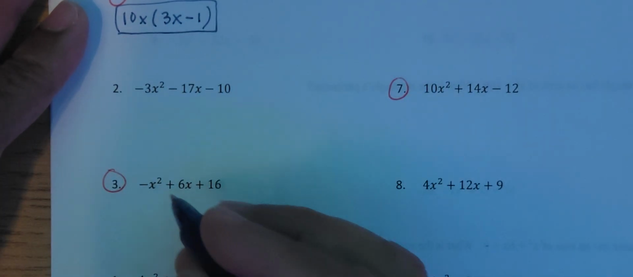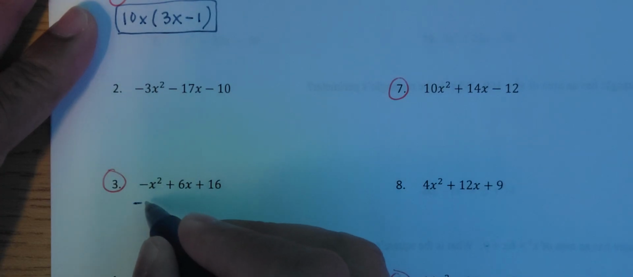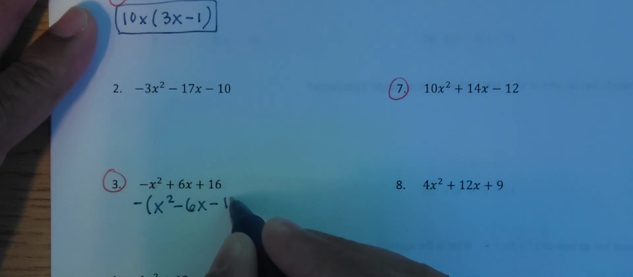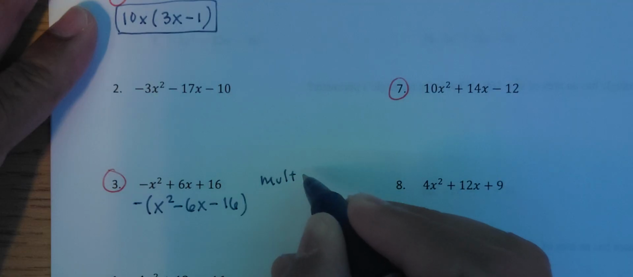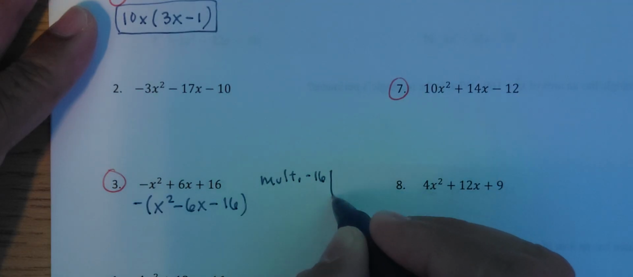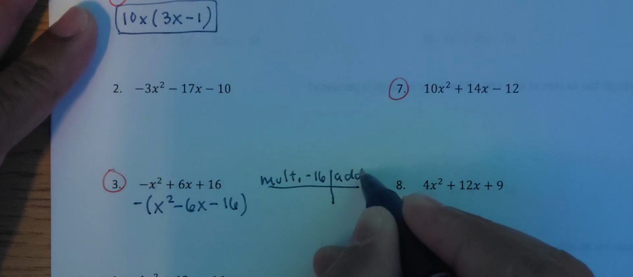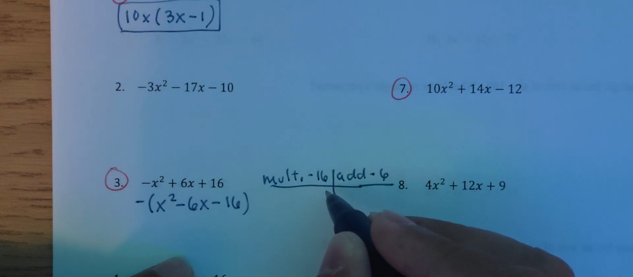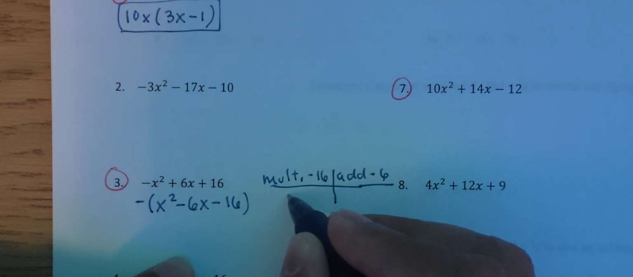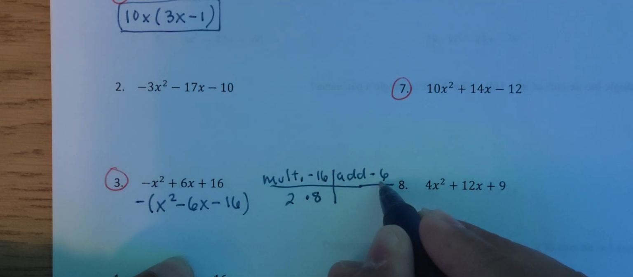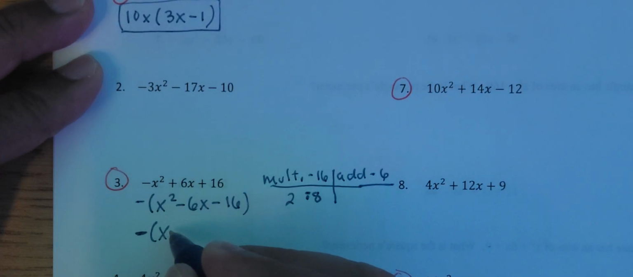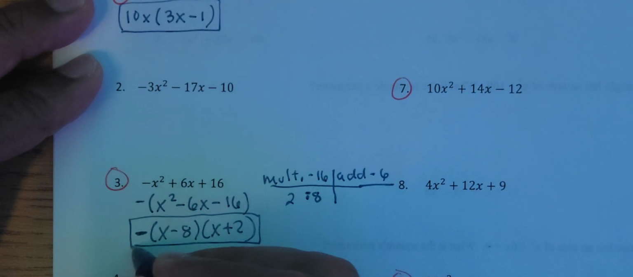Number 3, there's a negative lead, which I'm going to factor out first. So factor out the negative, then this becomes positive x squared, this changes to negative 6x, and this changes to negative 16. From there, find the multiples of negative 16 that when you add them, they add to our b value of negative 6. The multiples that do this are 2 times 8, but we need a negative 6 when we add them, so the 8 should be negative. This is simple factoring again because a is 1. So x minus 8 times x plus 2, and that's the answer to that problem.